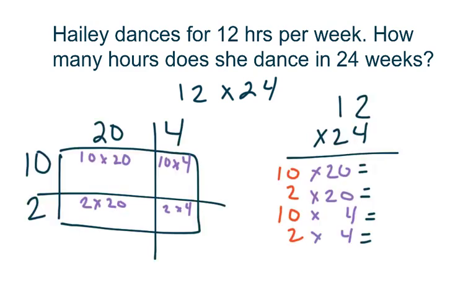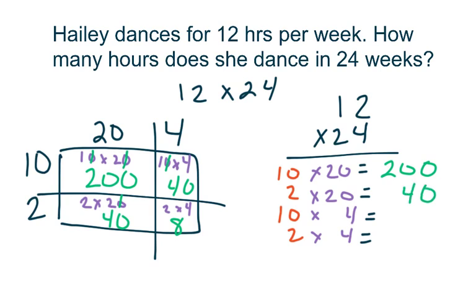So here I have my problem set up, ready to go and get my partial products. 10 times 20 gives me 200. 2 times 20 gives me 40. 10 times 4 is 40, and 2 times 4 is 8. I'm going to go ahead and do the same thing over here. I'm going to get 200, 10 times 20. 2 times 20 is 40. 10 times 4 is 40. And 2 times 4 is 8.